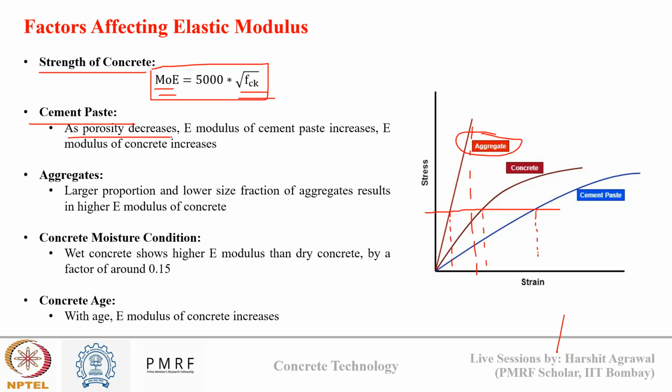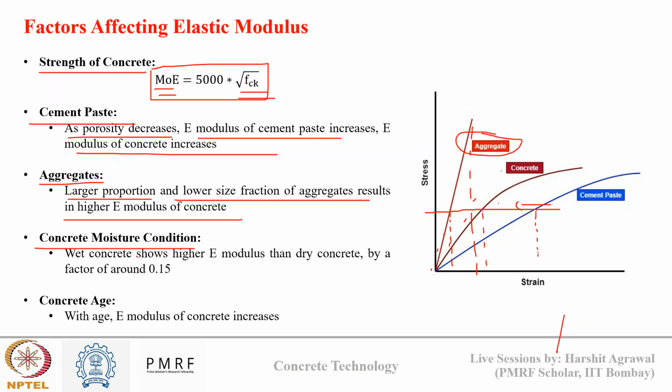So that's why the second point is the cement paste. As porosity decreases, the MOE value of cement paste increases, so the MOE value of concrete will also increase. If this curve shifts this side, then this curve will also shift upward, so the MOE value of concrete will also increase. Aggregates: a larger proportion and lower size fraction of aggregates results in higher MOE of concrete, because we know aggregates are stiffer in nature. So if we increase the proportion of aggregates, we make concrete stiffer, so the MOE value of concrete will also increase.